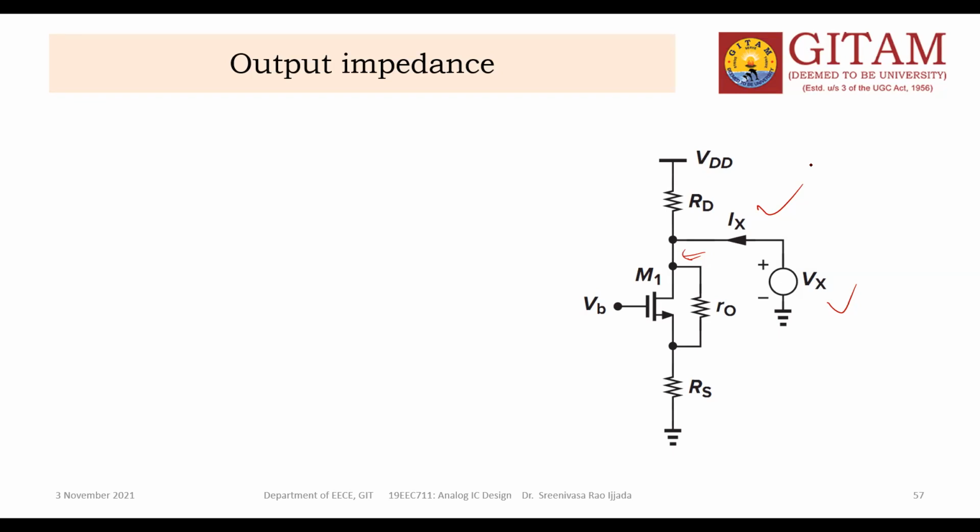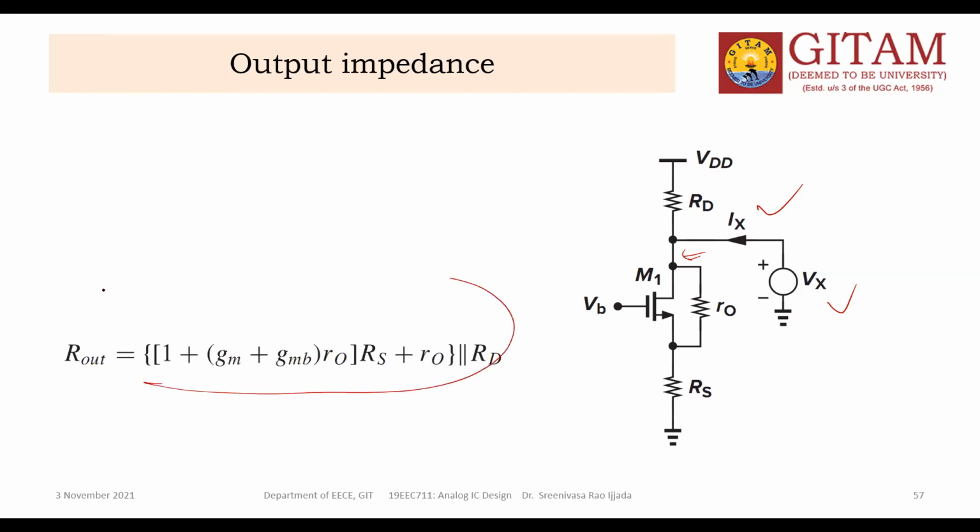So that is the difficult part. Use a proper procedure to find the output impedance of the circuit. Yes, if you write the output impedance, this is it. Already this is calculated in the source follower. That's why I don't want to write it again, so I just write the result.